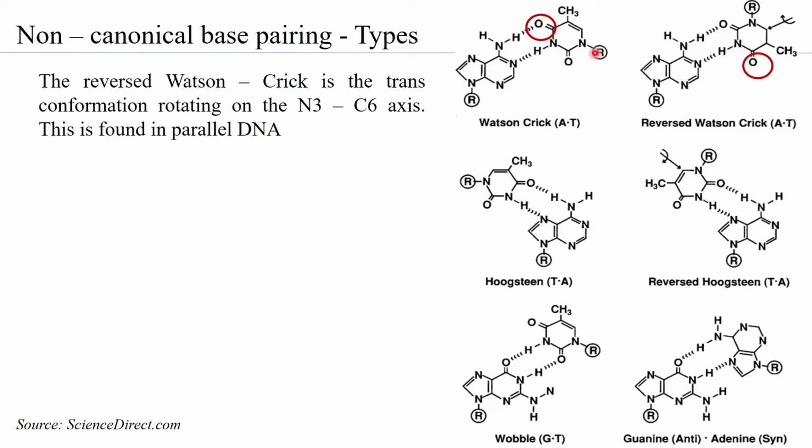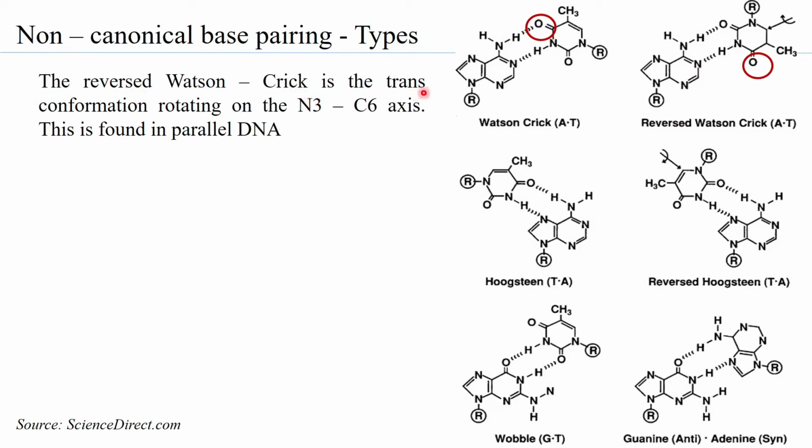The change is that the ribose, which is present as cis over here, right, has now become trans. So when you have the sugar present in the trans form, instead of a normal Watson and Crick base pairing, that is what is called the reversed Watson and Crick.